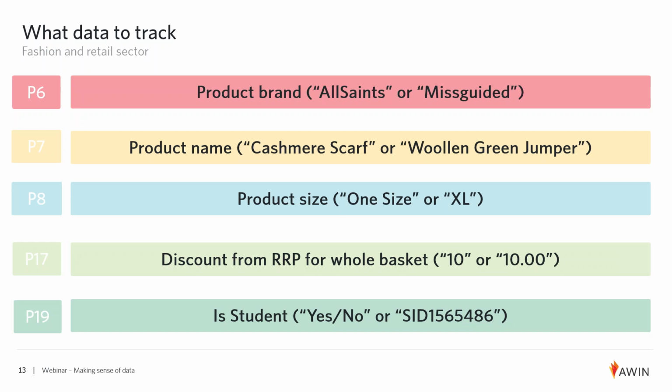Product size. This parameter will list the size of the products purchased, allowing further analysis of the data points. Discounting from RRP from whole basket. We can now analyze the impact that discounting has upon purchasing behavior. And finally, student. This helps us understand the publishers that are able to attract students and helps to further segment your affiliate base.